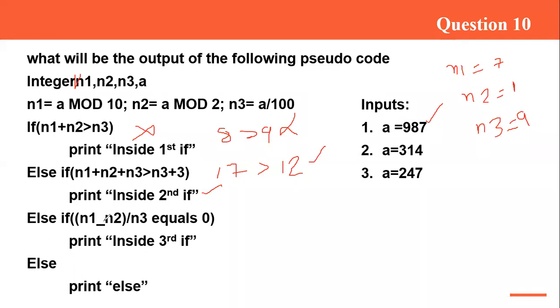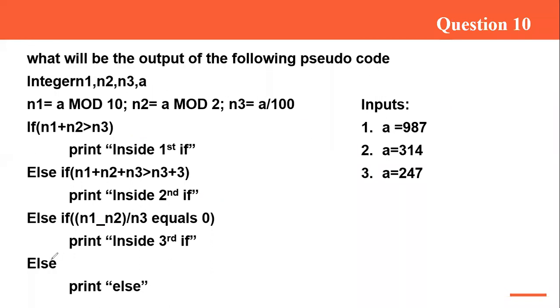And one more thing: this is N1 plus N2, not underscored. The third condition I'm talking about, I think that is needed for the second test. It is N1 plus N2 by 3. That's plus only. Consider it as plus. Now tell me what will be the output for A as 314. If A is 314, what will be the output?